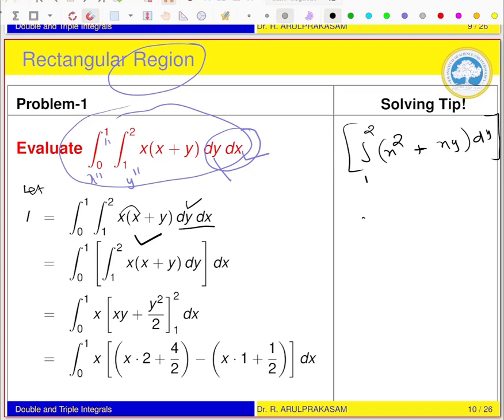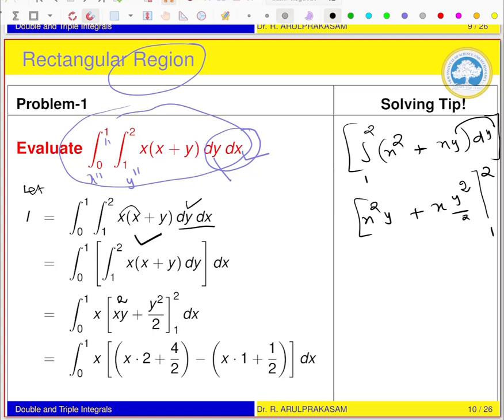What happened? The x square is constant. If I am integrating with respect to y, I am getting x square y plus, with x constant, x times y square by 2. What is the limit? My limit is 1 to 2. Here the square is missing.